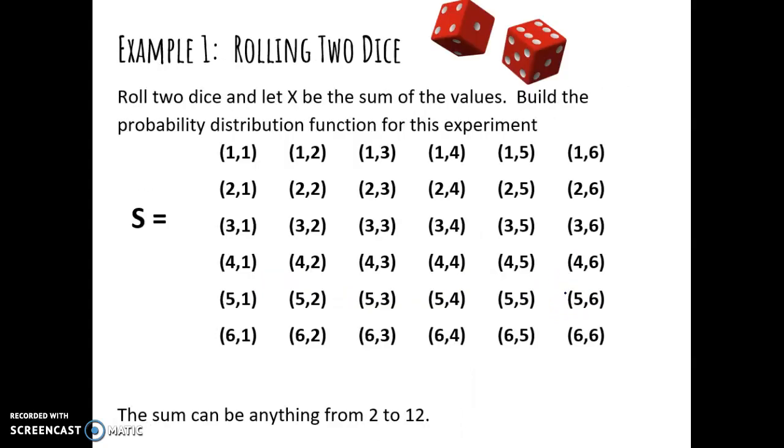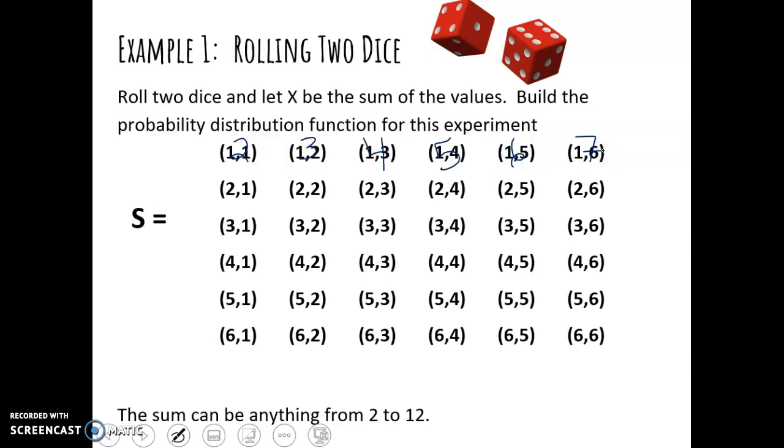So let's look at example 1, rolling 2 dice. Roll 2 dice and let x be the sum of the values. Build the probability distribution function for this experiment. So the sum can be, sum means add, okay? So here we have 2, 3, 4, 5, 6, 7. I'm getting those by adding the numbers that we get together.